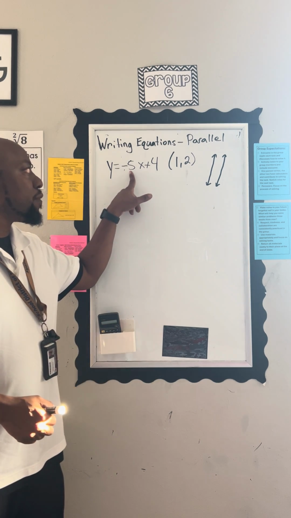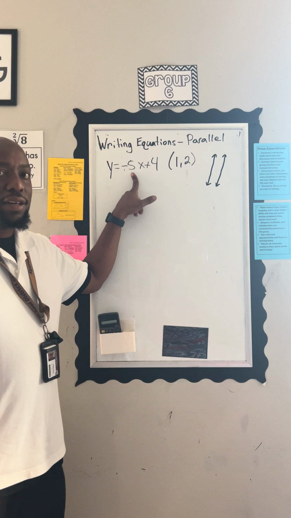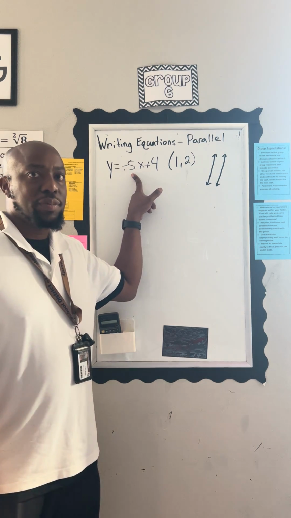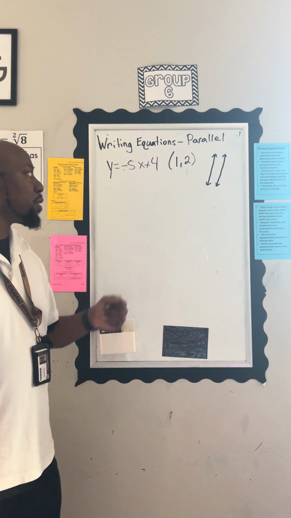Writing the equations for parallel lines is pretty easy. If I know the slope of this line, I know that the slope of a line parallel to this line is going to be the same.